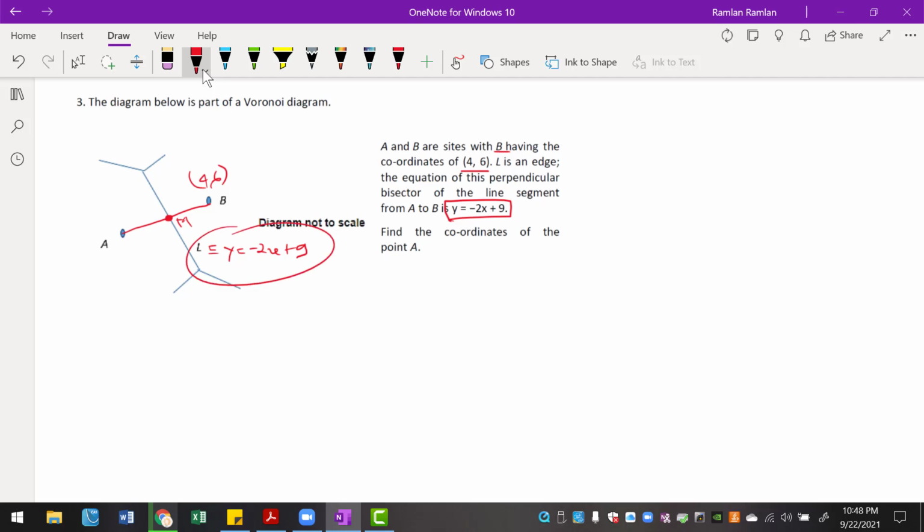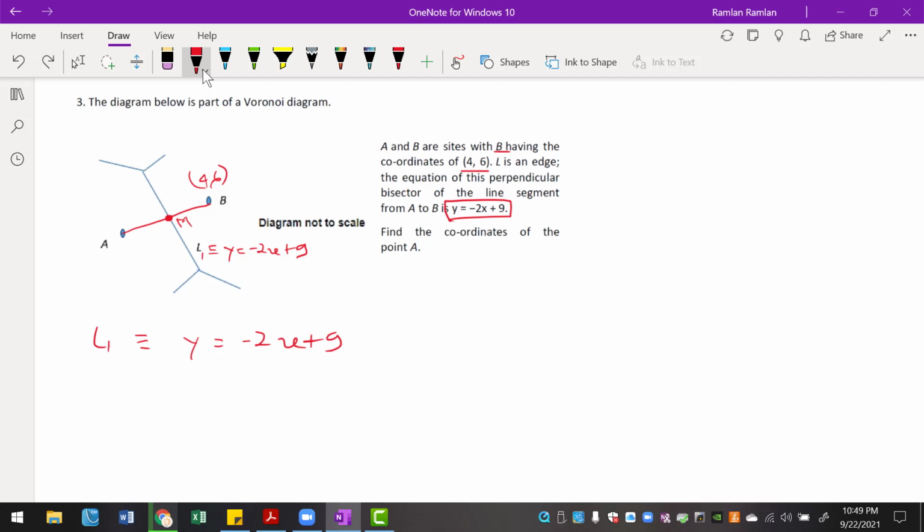What can we know from this line? Line L, let's say L1, is y equals minus 2x plus 9. So what can we retrieve from this equation and connect that to line AB? As we know, line AB and line L1 are perpendicular, because it is a perpendicular bisector. So line L1 and line AB are going to be perpendicular.